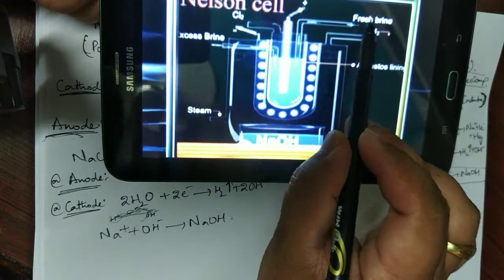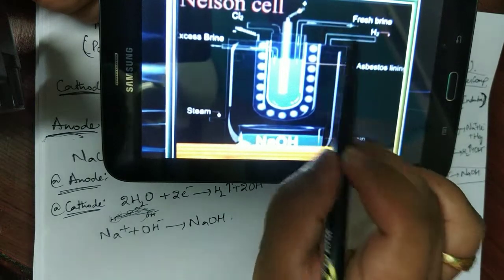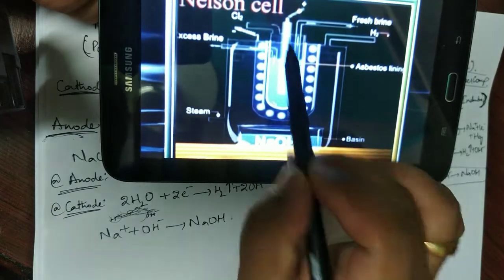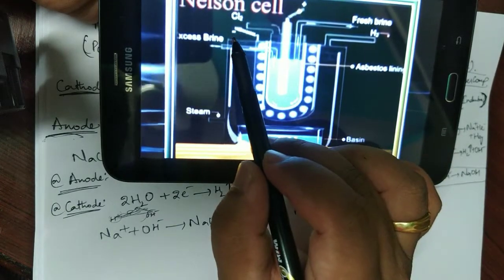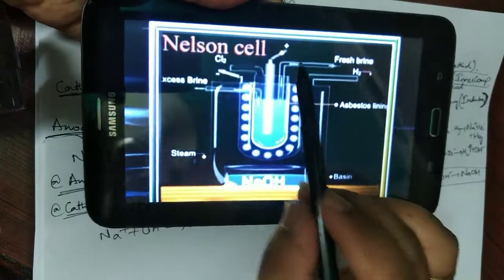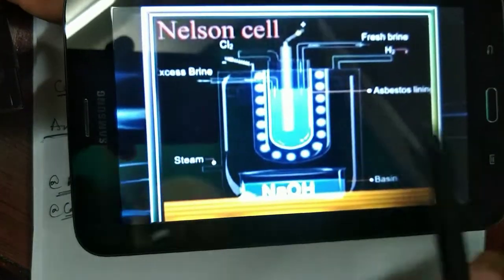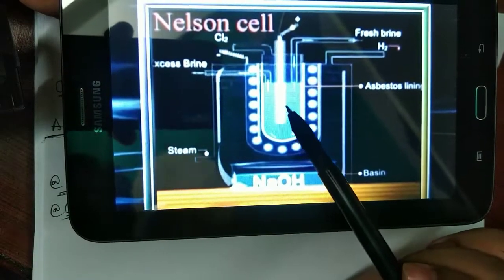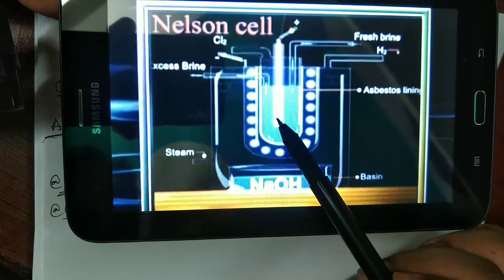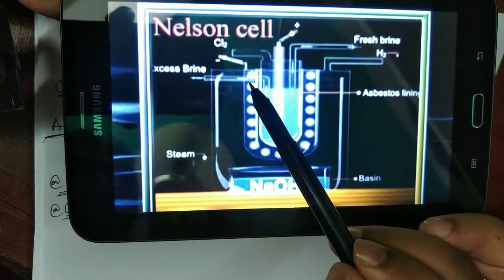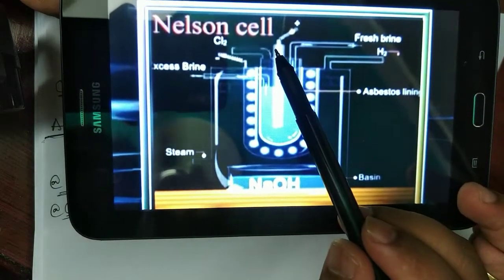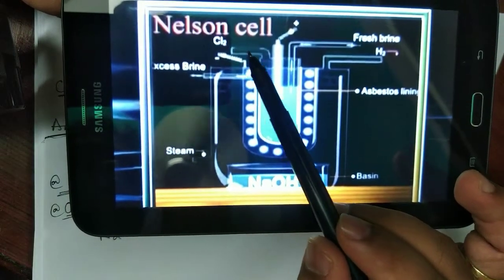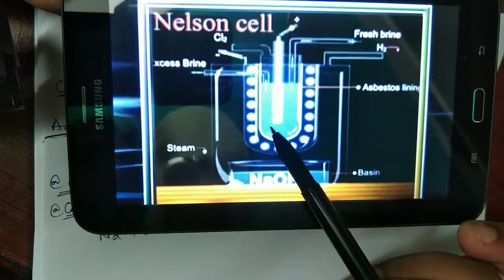So we pass the fresh brine. Brine is nothing but NaCl solution. Fresh brine is passed into this, and we have plus and minus. When electricity is passed into this, the brine solution NaCl breaks down as Na⁺ and Cl⁻. Na⁺, positively charged, will be attracted towards the perforated cathode. Cl⁻ will be attracted towards the anode, and chlorine gas is released out, as you can see here.